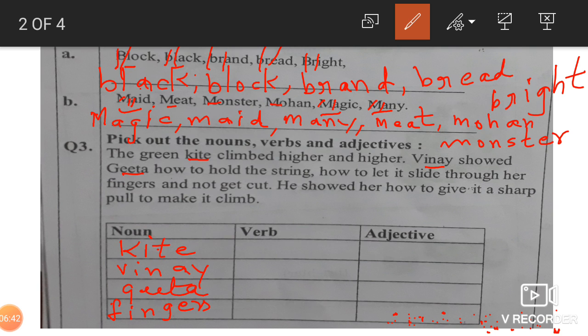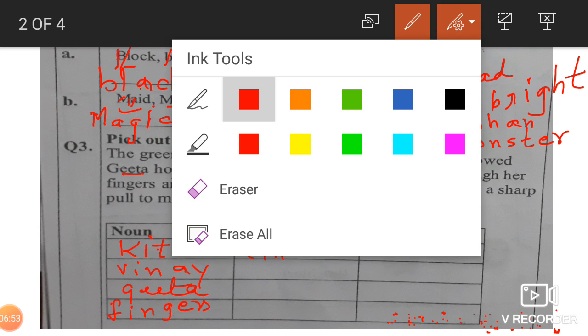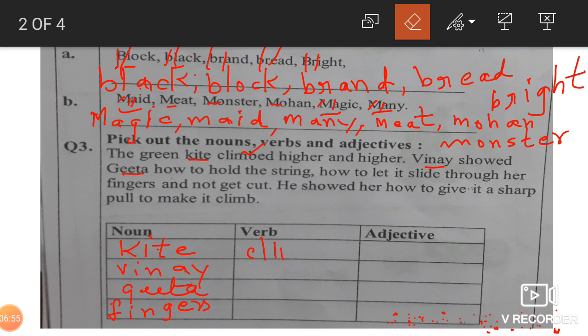Now that's all. Now it comes to verb. Okay, the green kite climbed. So climbed. All the tick marks will be verbs. Action word. Climbed. Okay. Then Vinay showed. Okay, tick mark I'm doing. Showed. Showed is a verb.